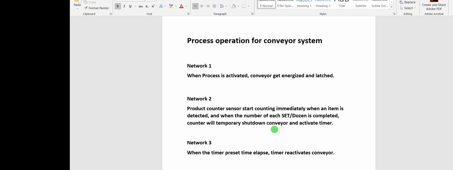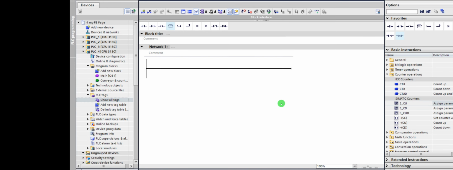Okay, all right, so now that is the narrative. So let's go back to the design software where we do the design. Before we commence this particular design, I always insist that my students must understand design structure. You must understand how to design. When you understand design, you can now write a program to control your logic.